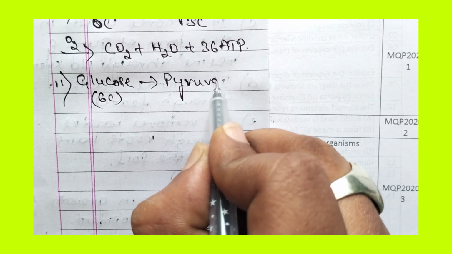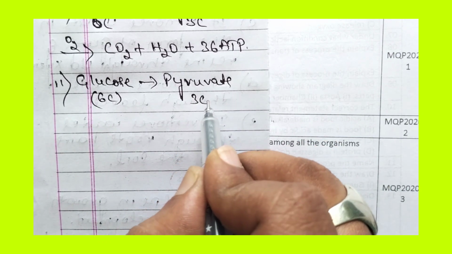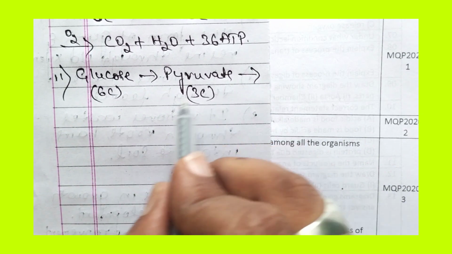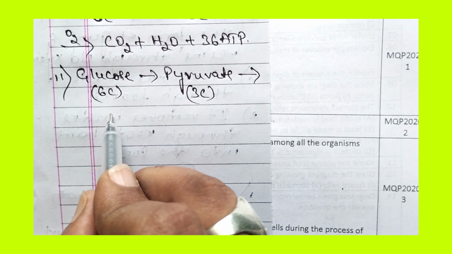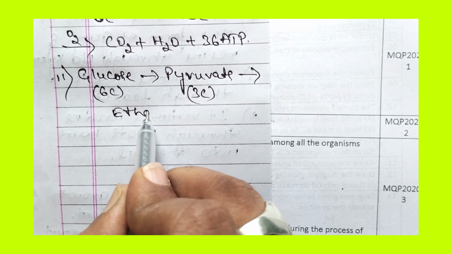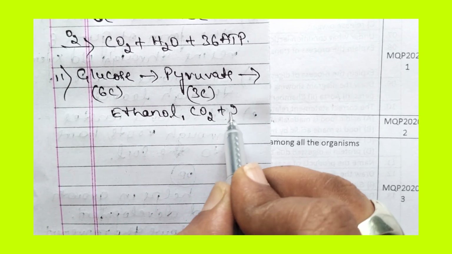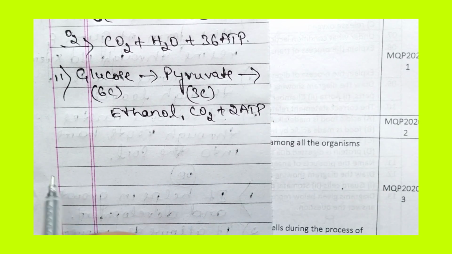Which is a 3 carbon molecule, and this pyruvate, in absence of oxygen, is converted into ethanol, carbon dioxide, and releases 2 ATP of energy.